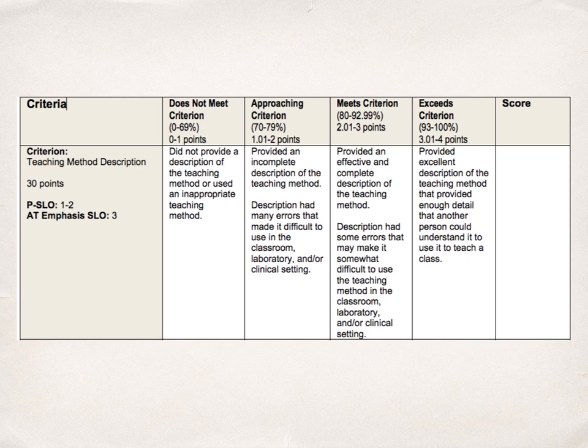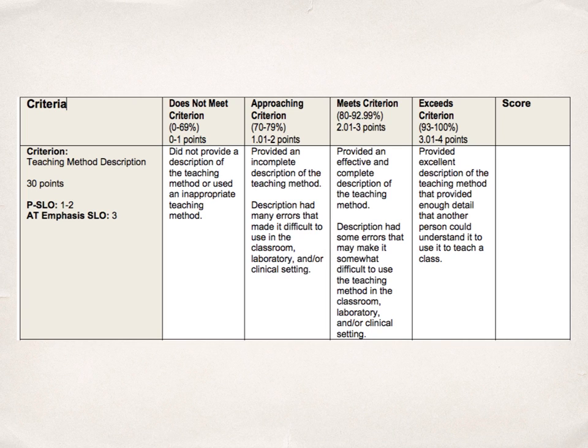We have more than this, but all the signature assignment rubrics will look like this. They're on a 4-point scale, where the student does not meet the criterion, is approaching the criterion, meets the criterion, or exceeds the criterion. So this particular criterion is for the teaching method description for the signature choice assignment. So we have the description for all 4 categories or criterion.